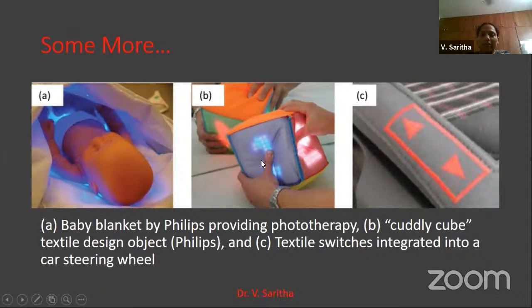Now this is for gaming. This is the case of the car steering wheel. This is one of the important applications in this particular case. Why? Because if we are using a smart textile car steering wheel, then when you are not able to control the vehicle or when you are feeling drowsy, the textile will be able to recognize it easily and help you.